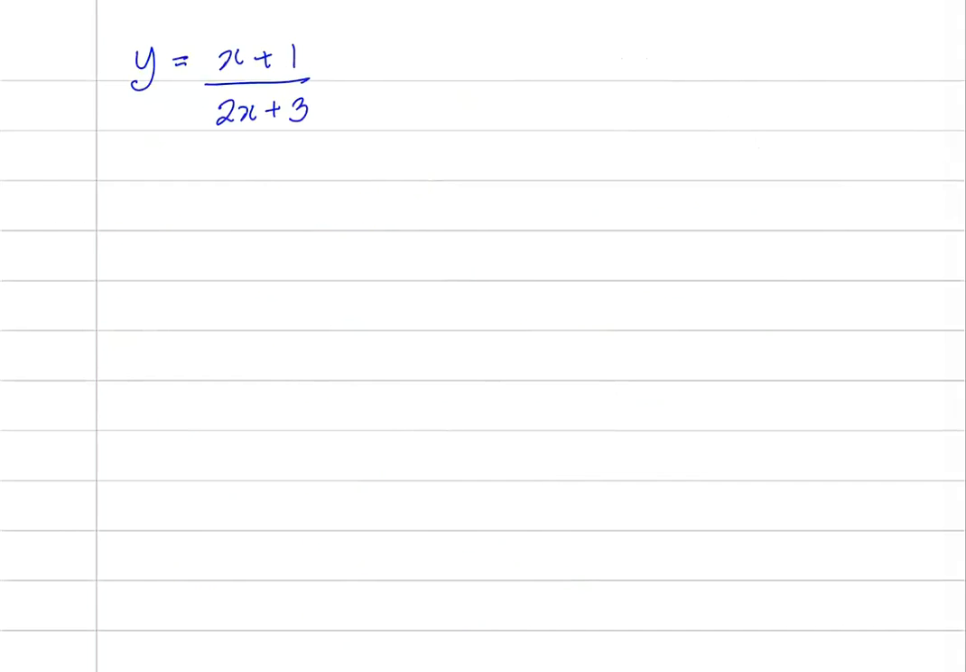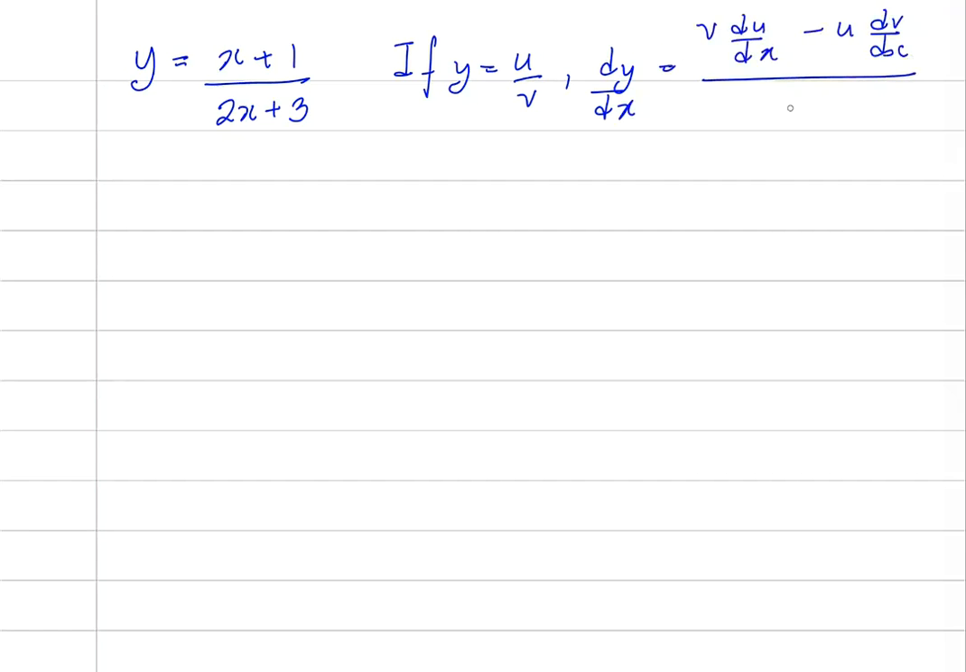All right, so here we can see that we're differentiating a fraction where the numerator and denominator are functions of x. Therefore, we're going to use the quotient rule, which says that if y is equal to u over v, then dy by dx would be equal to v du by dx minus u dv by dx, all over v squared.